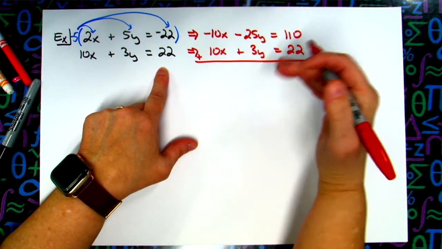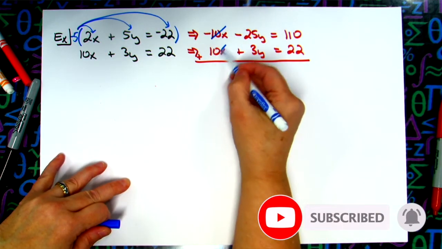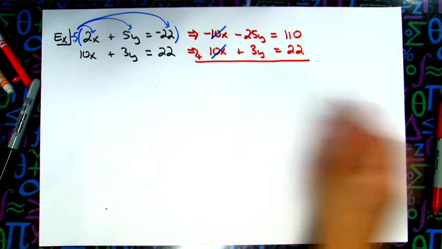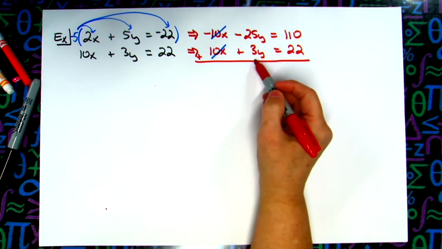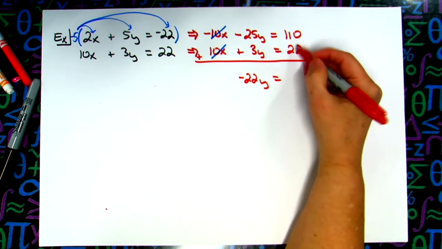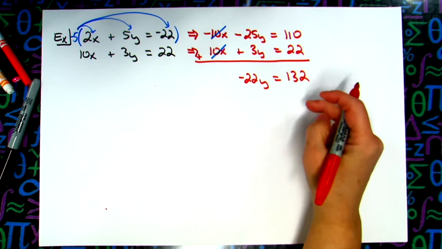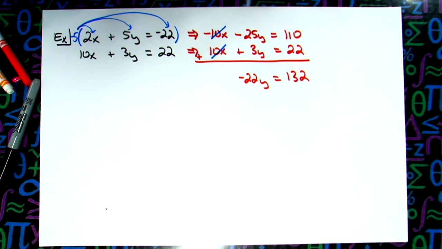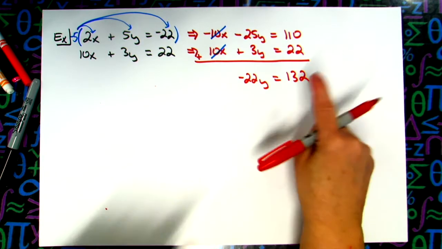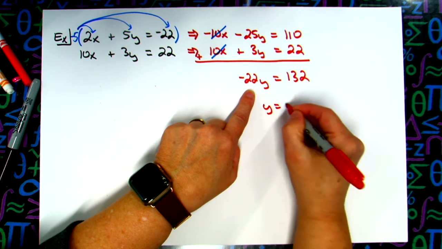Now I'm going to add going down. When I add going down, the negative 10x and the 10x goes away. Negative 25 plus 3. Negative 22. Negative 22. And a y. Alright, adding here, 132. Alright, so again, you would get a calculator out. You'd take your 132 divided by 22. I'm going to do it on a calculator just to make sure that we get it right. Alright, it does come out to be 6. Am I going to have a positive 6 or a negative 6? Negative 6. So y is negative 6.